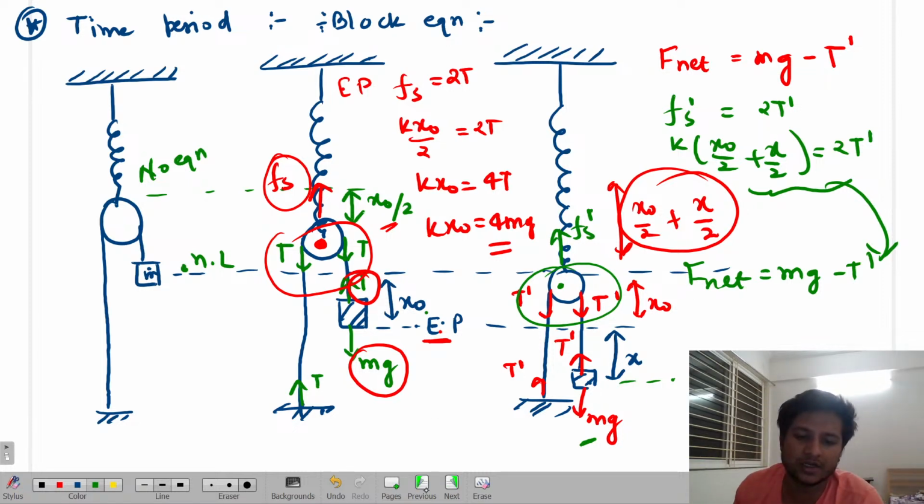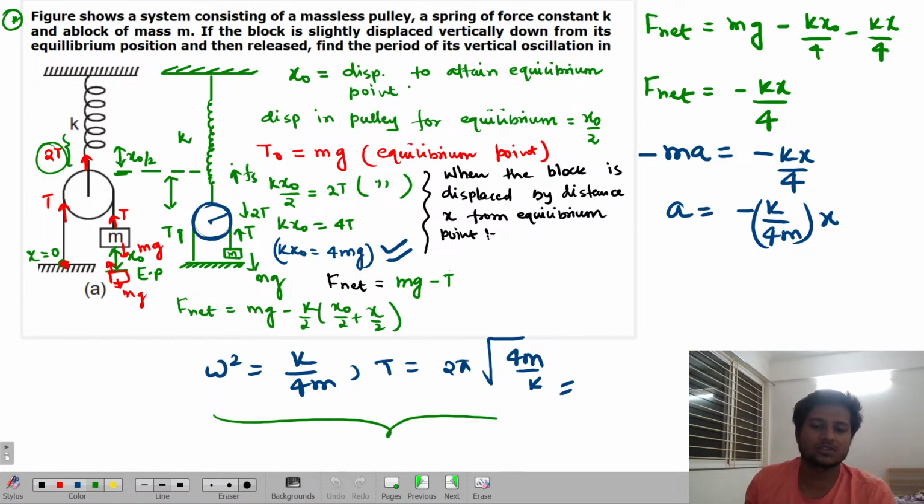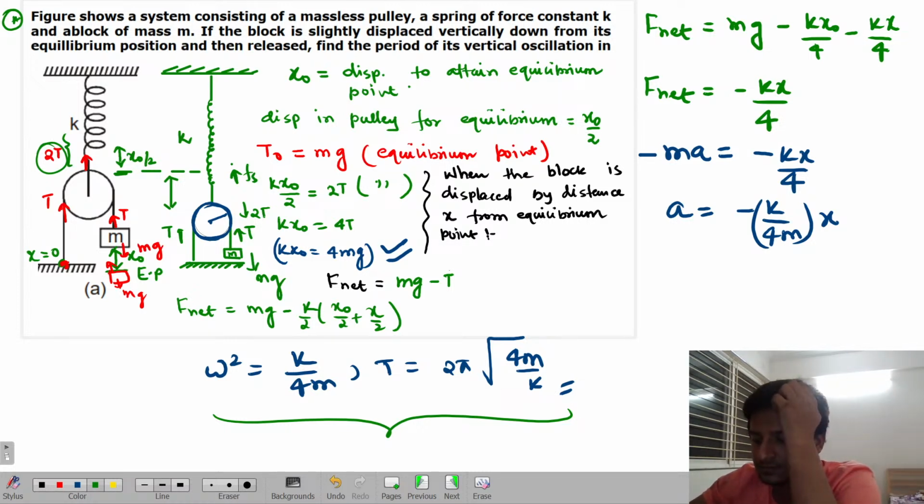Understood. So that's what I did earlier. Replacing mg minus T, which is mg minus k by 2, x naught by 2 plus x by 2, which gives me omega. That is T is equal to 2 pi root under 4m by k. Are you able to get me or not? Is that clear? मेरी बातें समझ में आई? Totally clear or not? ठीक है, आगे बढ़े. आगे बढ़ा जाए.